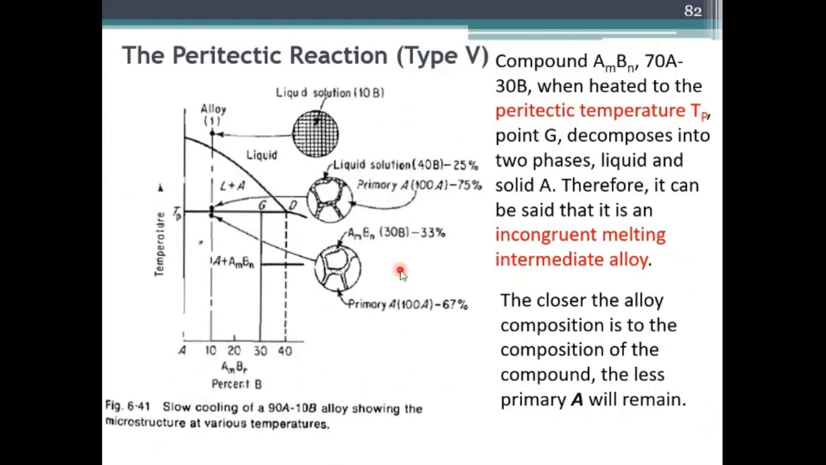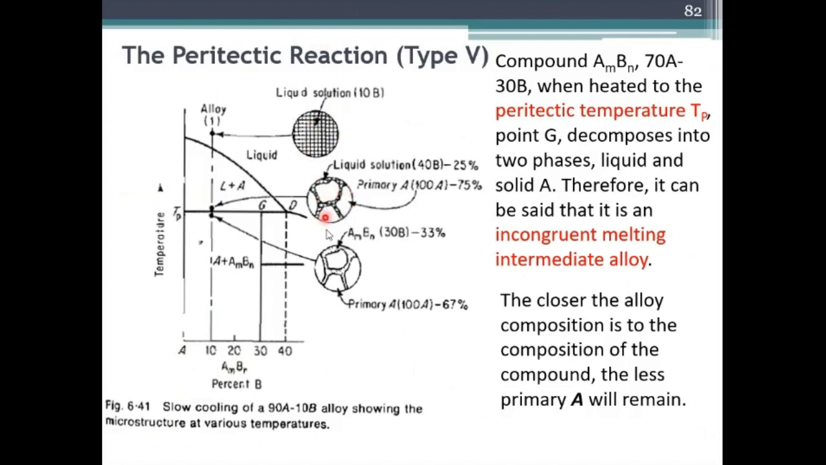That is, as I told you, incongruent melting will be happening and an intermetallic alloy will be formed. The closer the alloy, the composition, the lesser the A percentage will be. As you go close to the melting point of A, ultimately the chemical composition of A will be comparatively reduced. That's what we call a liquid solution.